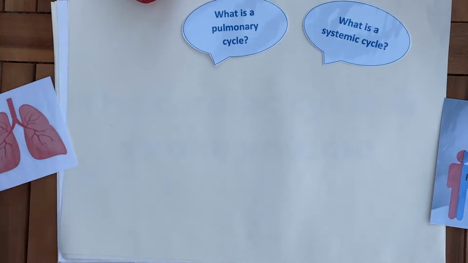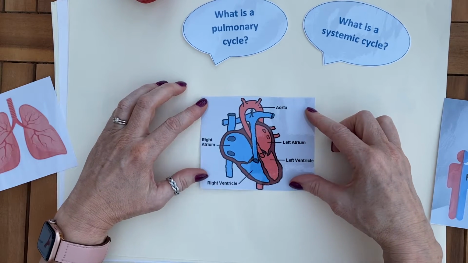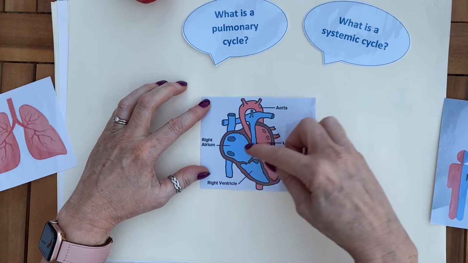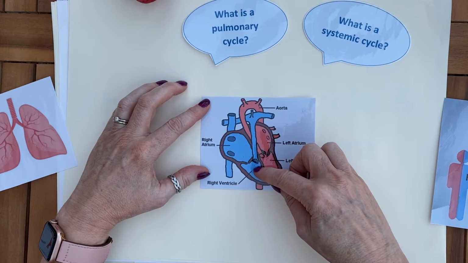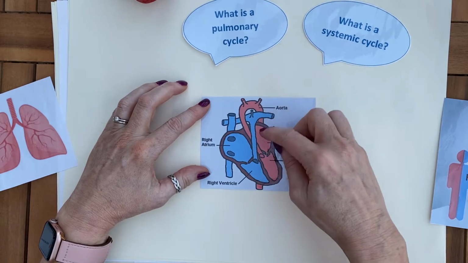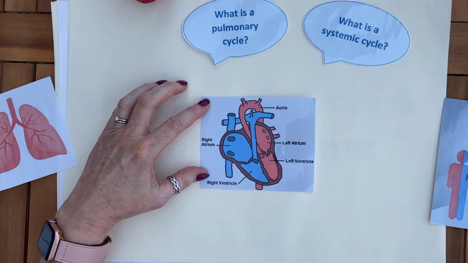So when we look at a heart, we are looking at it as two sides, and it's usually coloured in red and blue to highlight the fact that this is deoxygenated blood coming back from the body that then needs to go up to the lungs, and then the red side of it is that oxygenated blood that needs to go around to the rest of the body.